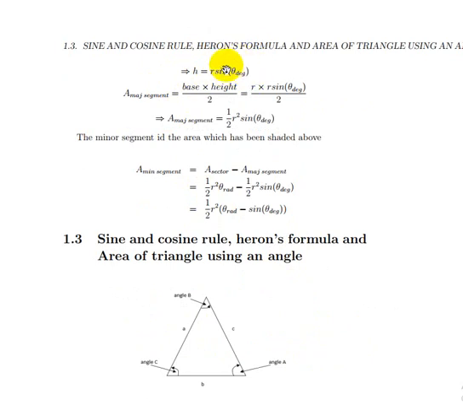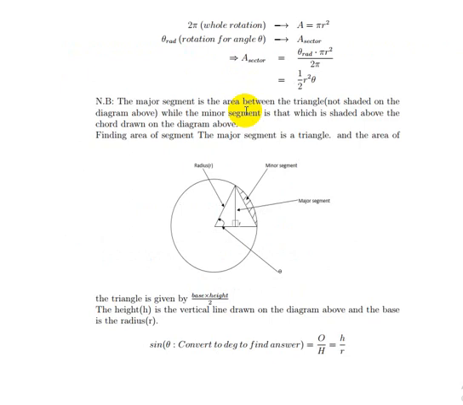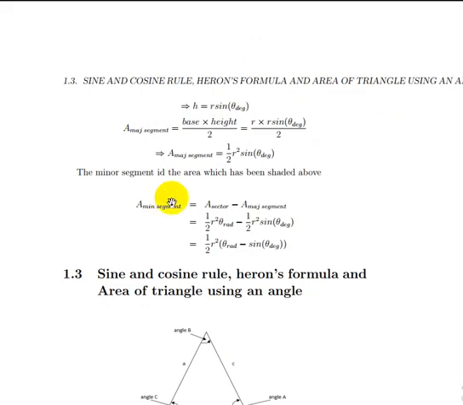Now make sure that you see that theta should be in degrees. So here I said convert to degrees to find the answer. When you want to find the sine or the trigonometric ratios of angles, you must make sure that you convert them to degrees. But when you want to multiply the angles with distances, you make sure that it should be in radians. So we have h equals r sine of theta in degrees.